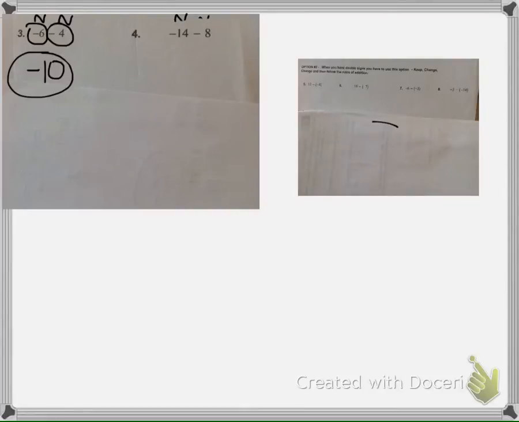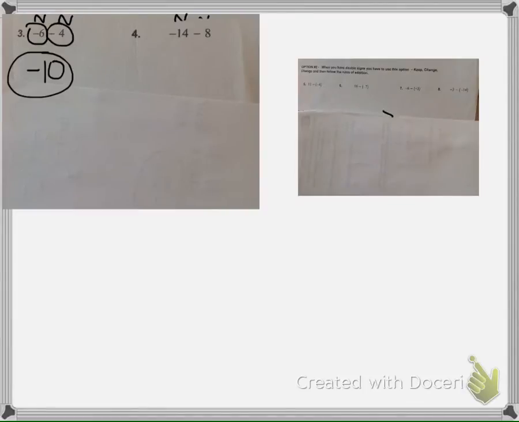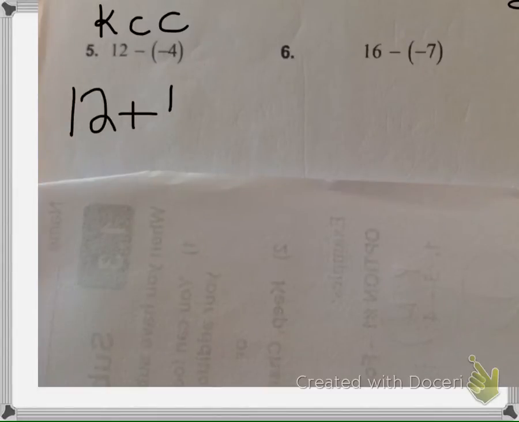Okay, let's make this a little bigger. I'm having some technical difficulty. Okay, and we're going to do what I call keep, change, change. We're going to keep our 12, we're going to change our subtraction to addition, and change our negative 4 to a positive 4. Keep the first number, change, change. Keep the 12, change the subtraction to addition, change the negative 4 to a positive 4.